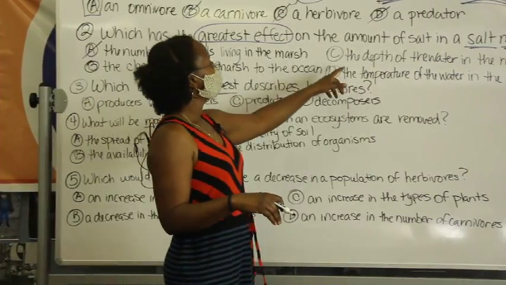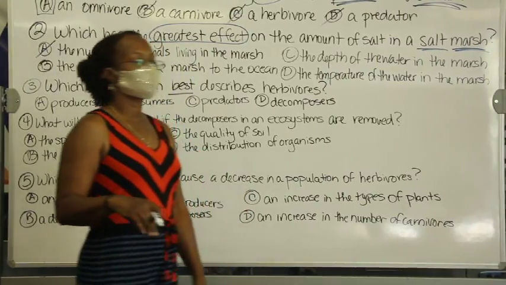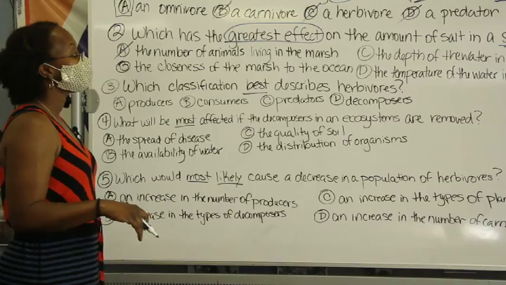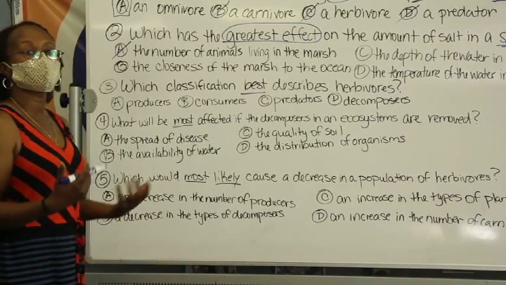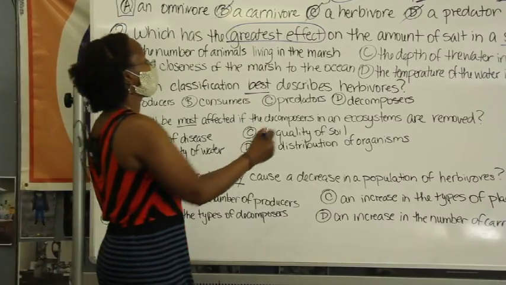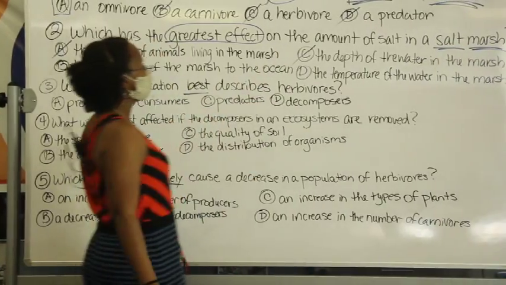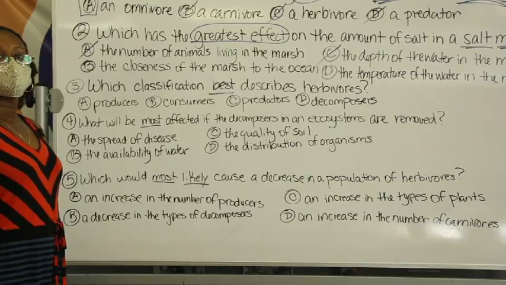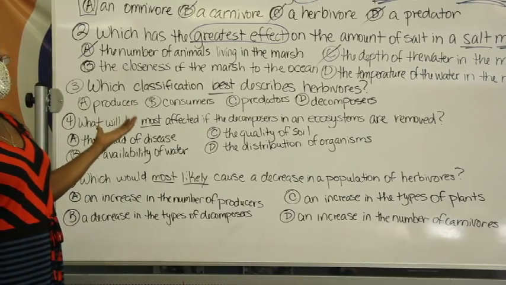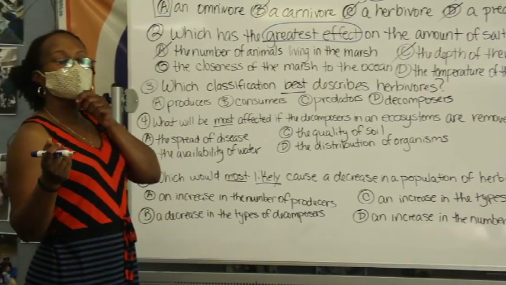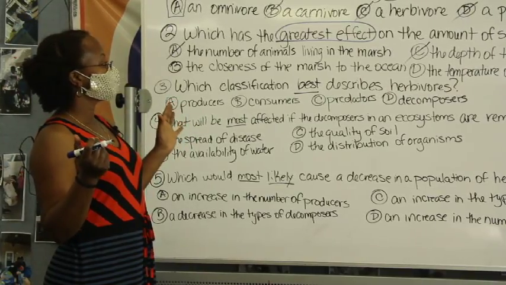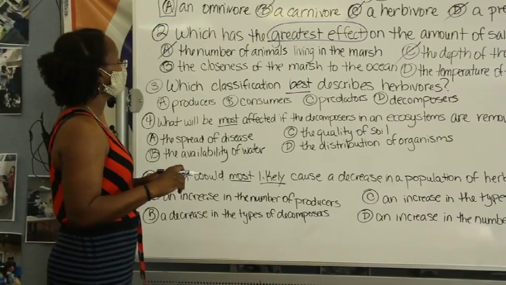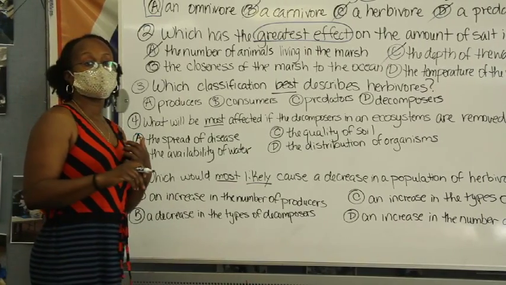Let's go to C. The depth of the water in the marsh. How deep the water is does not have as much to do with the salt content. So we're going to mark it out. And D, the temperature of the water in the marsh. Whether the water is cold or hot, it can still be salty. So the temperature doesn't have as much of an effect, I think.